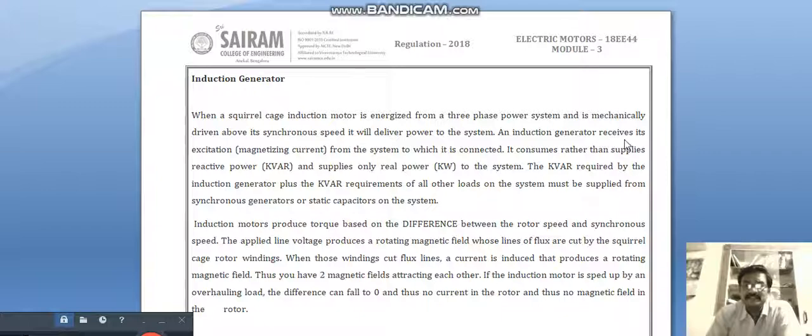An induction generator receives its excitation magnetizing current from the system to which it is connected. It consumes rather than supplies reactive power kVAR and supplies only real power kW to the system. The kVAR required by the induction generator plus the kVAR requirements of all other loads on the system must be supplied from the synchronous generator or static capacitor on the system.